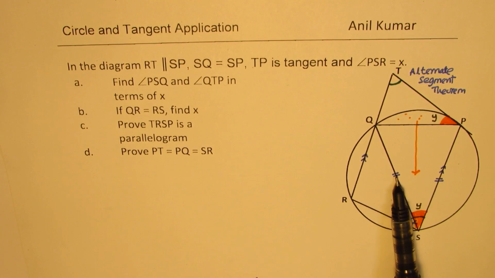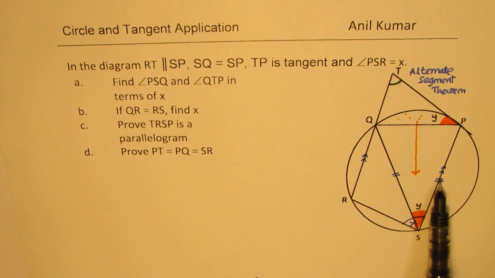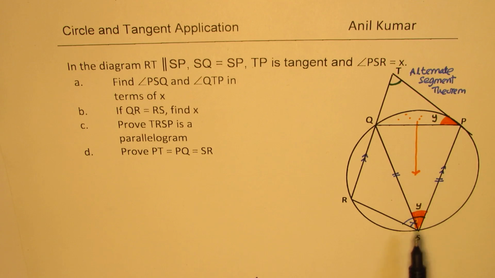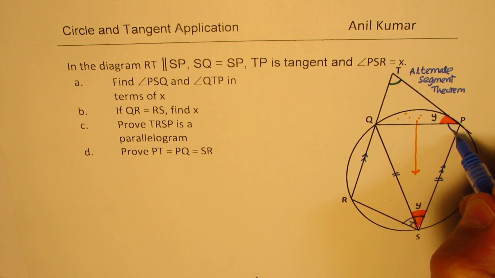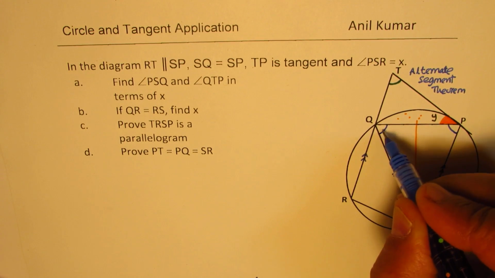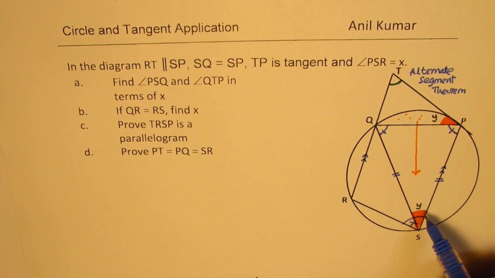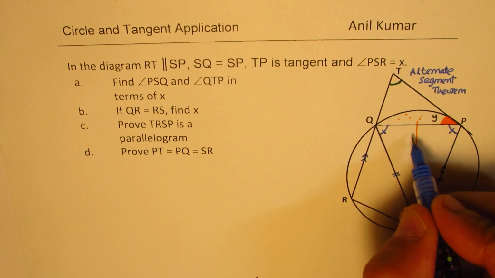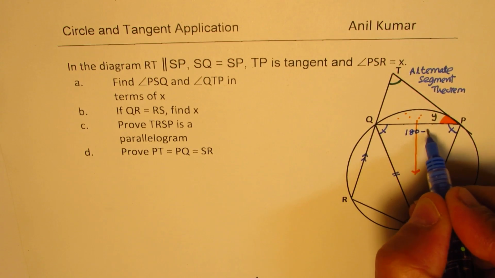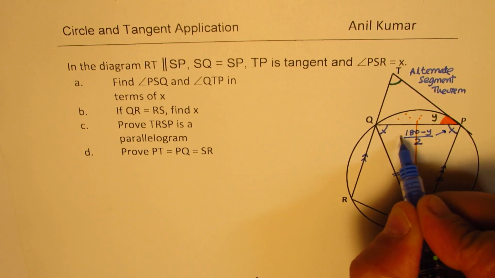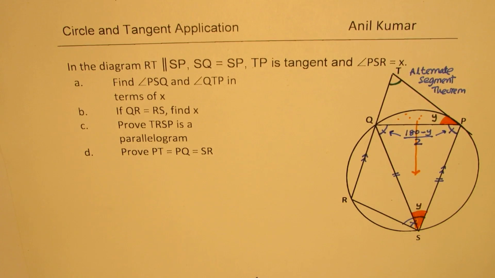Now we are given that these two are equal lengths. That means this triangle QPS is an isosceles triangle, right? So if it is an isosceles triangle, then what should be these angles? Well, both of them will be equal. And what should they be equal to? 180 minus y divided by 2, right? So that should be the measurement of these angles. Perfect.